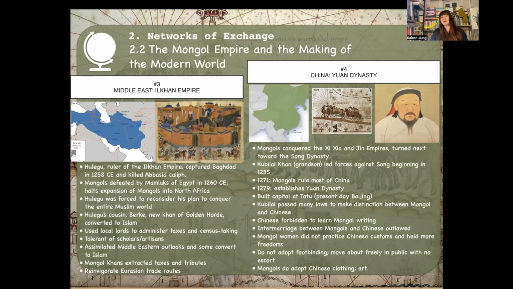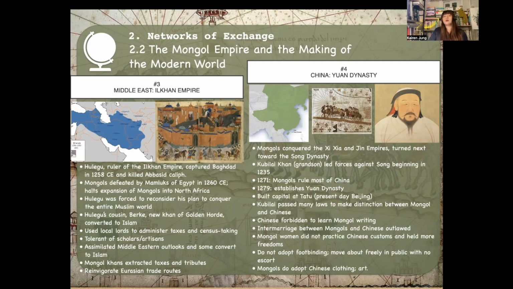Golden Horde. Now for the third, the Middle Eastern part of the Mongol Empire's subdivision, the Ilkhan Empire. Hulagu, the ruler of the Ilkhan Empire, captured Baghdad in 1258 CE and killed the Abbasid Caliph. The Mongols were defeated by the Mamluks of Egypt very soon after, so this halted the expansion of Mongols into North Africa, and Hulagu was forced to reconsider his plan to conquer the entire Muslim world. They really wanted to rule the world.